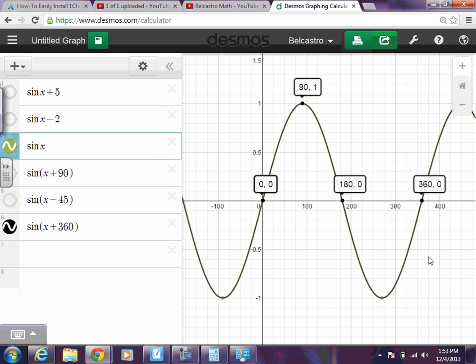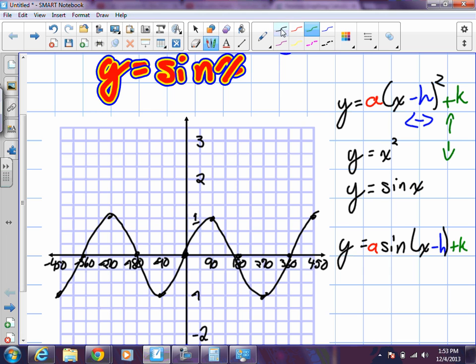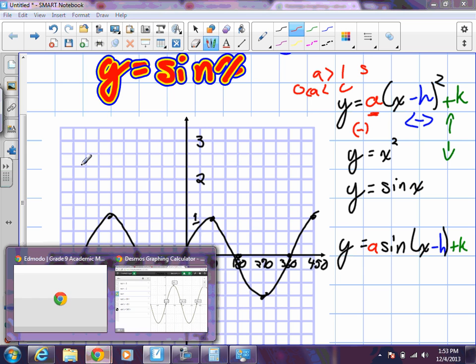And finally, what did our A do? Does anyone remember? Yeah, it told us if it was upwards or downwards. So if it was negative, it told us if it was facing upwards or downwards. And if it was greater than 1, yeah, stretched. And if it was between 0 and 1, it's compressed. So that same idea happens with our sine waves also. It's not so straight.